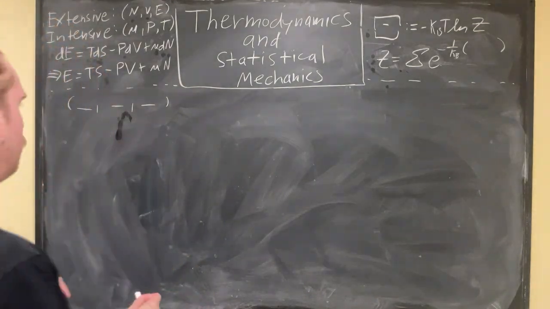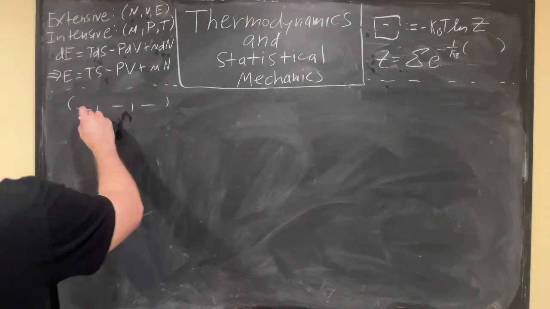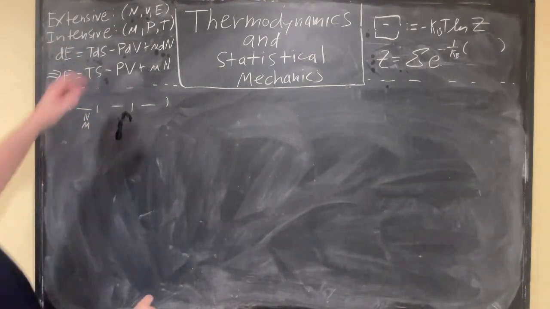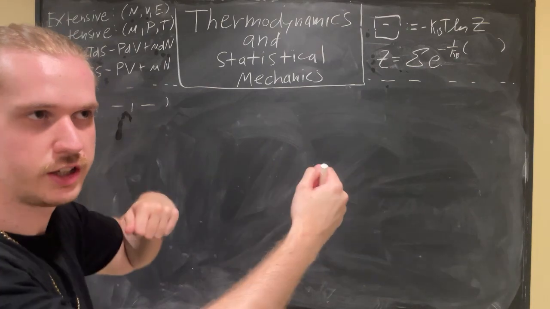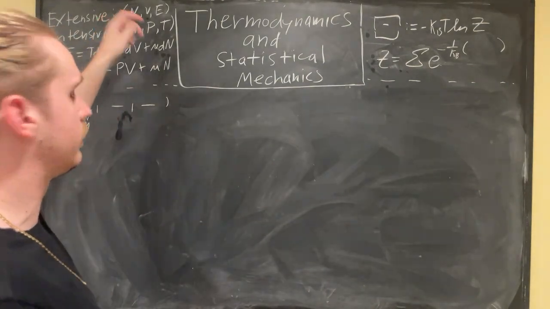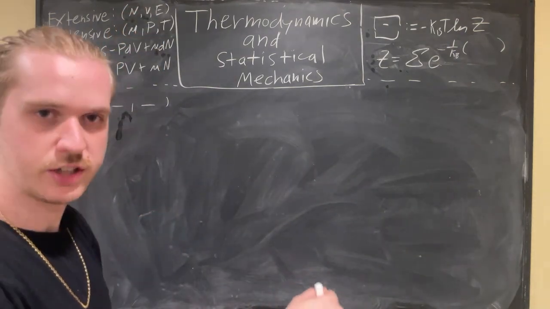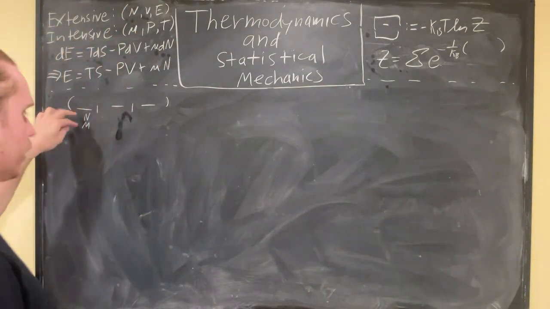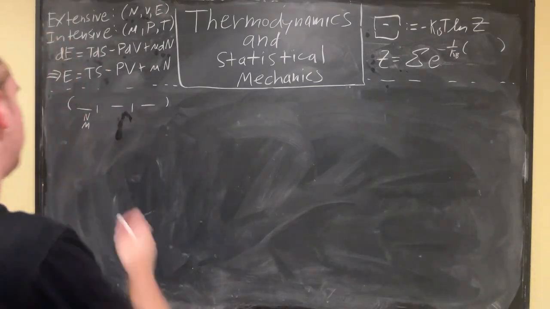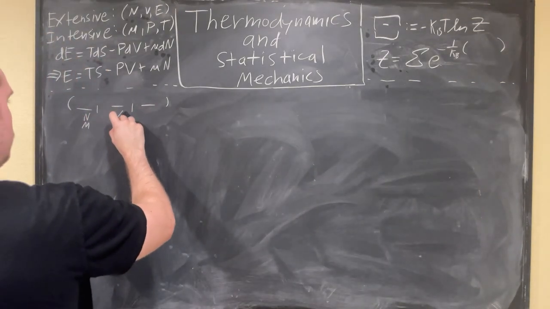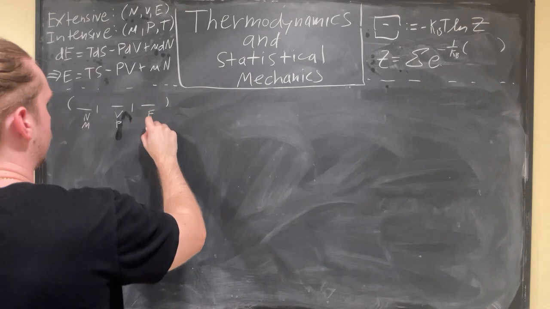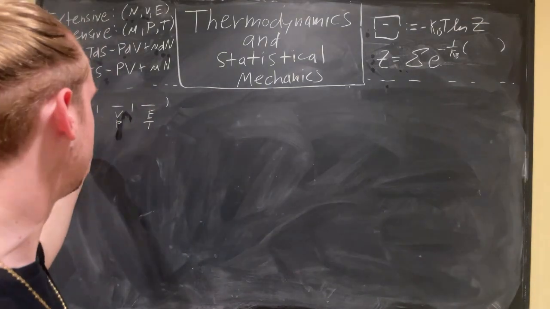Okay, so what you do is you pick either N or mu. So the extensive and the intensive variables are analogous to each other. So N is analogous to the chemical potential, the volume is analogous to the pressure, etc. So in the first slot, you pick N or mu. In the second slot, you pick V or P. In the last slot, you pick E or T. Okay? So that's what you do.